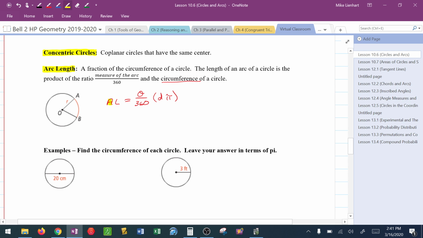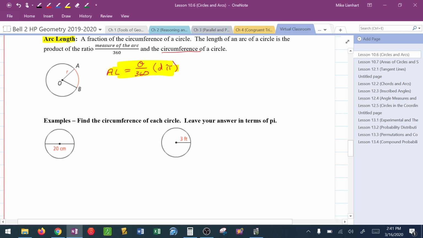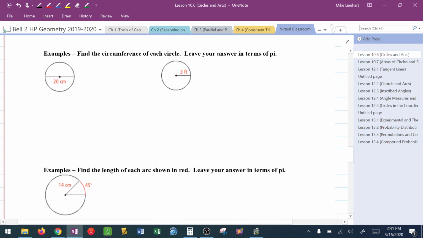Now, this is the formula that I like to use whenever I'm asked to find arc length. I think it's the easiest way to do it, and it involves the least amount of work. All right? So let's start off, first of all, by finding the circumference of a couple of these circles. Whenever I'm given a circle and asked to find circumference, or eventually we're going to get into area, we're going to talk about arc length here, okay?